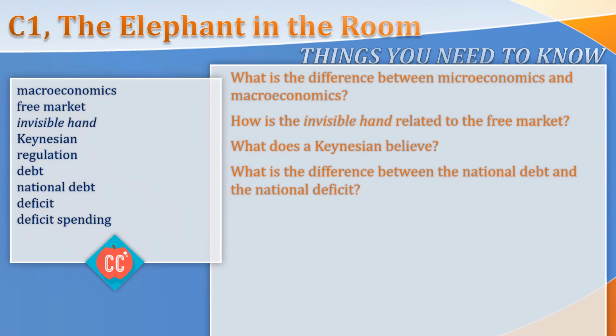Make sure you know, what is the difference between micro and macroeconomics, which I just went over? How is the invisible hand related to the free market? What does a Keynesian believe? And what is the difference between the national debt and the national deficit? Those are your 4 big questions that are your starting points.